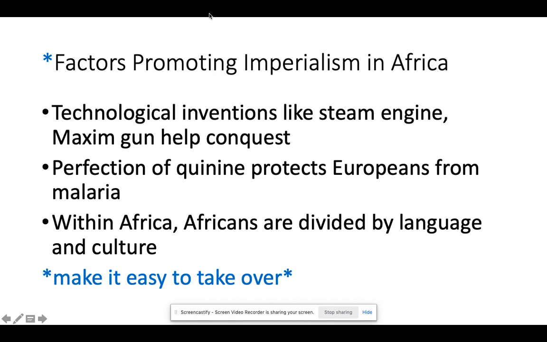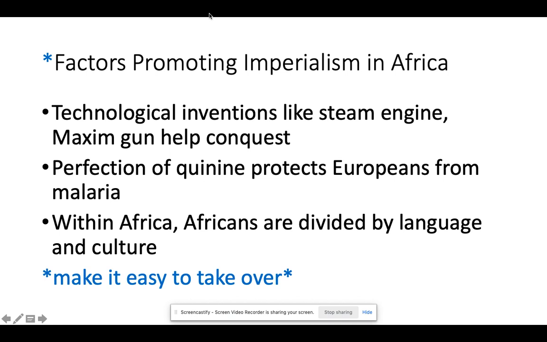Another technology is in the medical field. So the perfection of quinine. And quinine is a medicine that would be used for malaria. Now, this medicine, they were able to retrieve things from South America in order to help them make this medicine that they are now using in Africa to protect the Europeans from malaria.